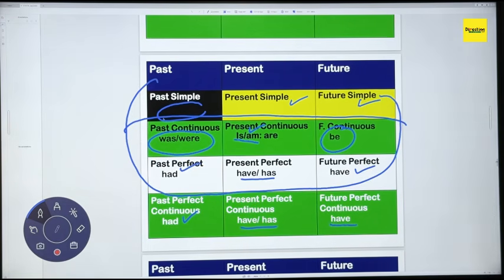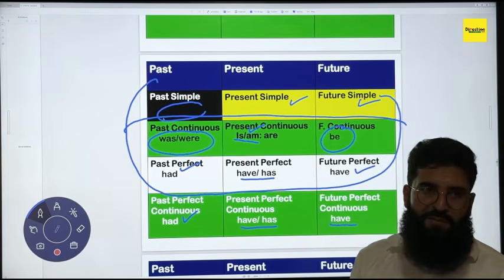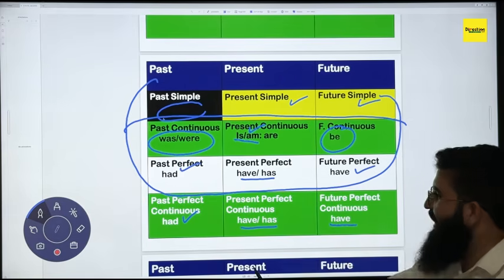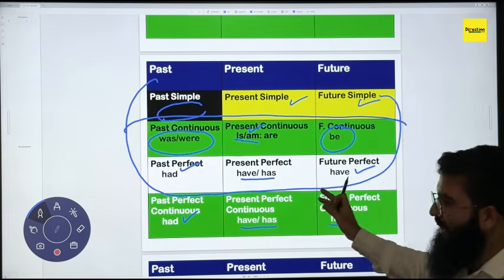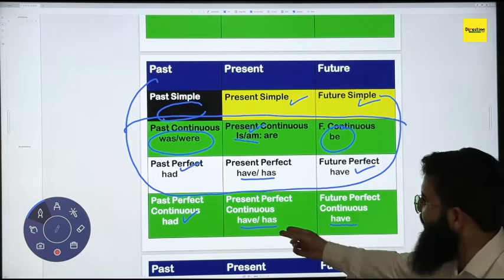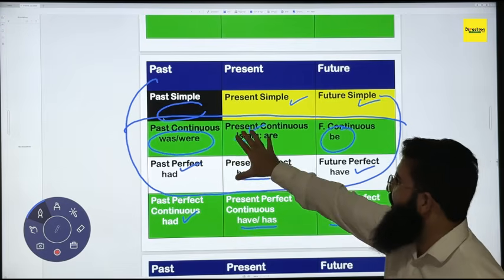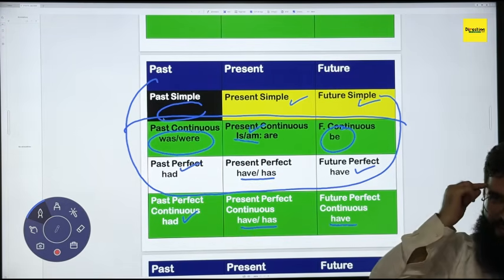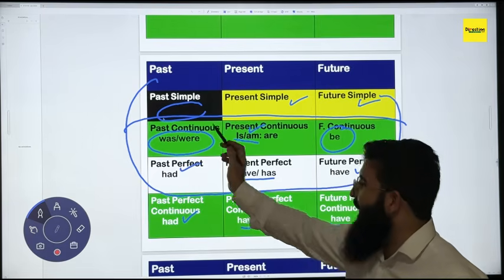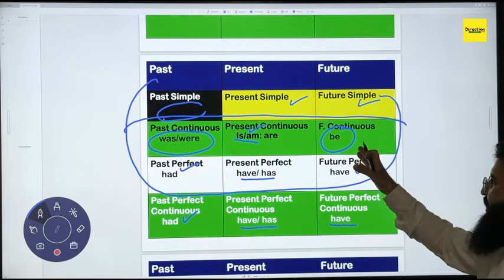I simply ask, why do I exclude the top 3? Because they don't have helping verbs. Why do I exclude the lower 3? Because they have the same helping verb. Okay? They have, have, has, had. So why to repeat? So only these tenses you have to memorize. There is no shortcut for some of the things. You have to remember past continuous is was or were, present continuous is am, is, are, future continuous be.